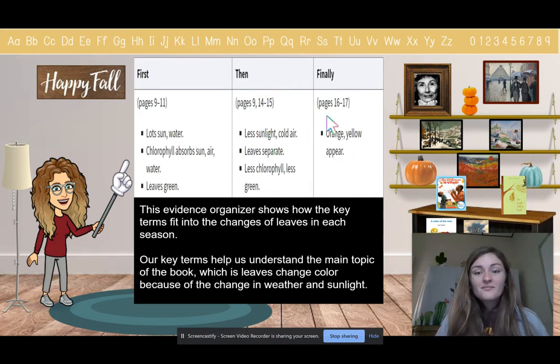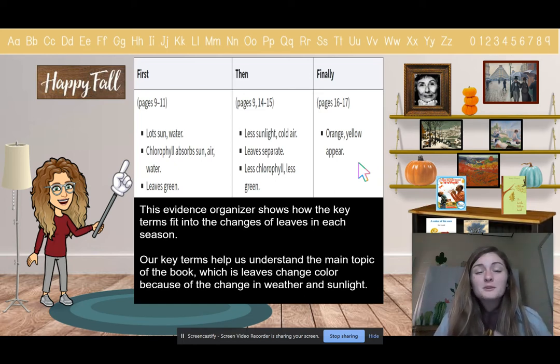Finally, when the chlorophyll has left the leaf, the pigments of orange and yellow and red can appear. What happens after the leaf is finished giving the tree all that sugary food? What do the leaves do? Tell me in the puzzle. They fall off the tree. When they fall off the tree, do they still get that food and the sun and the water that it needs? No, so they start to rot on the ground.